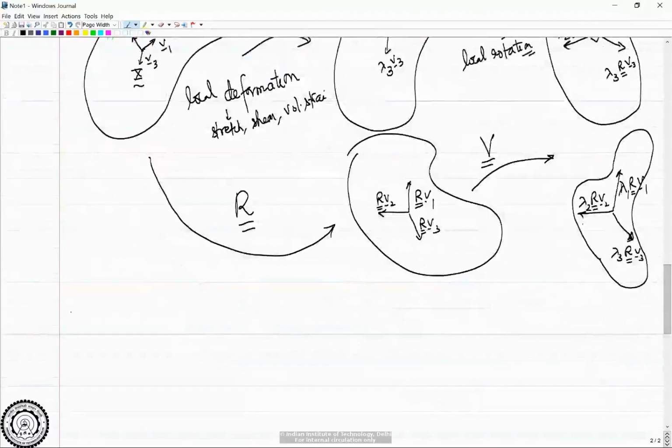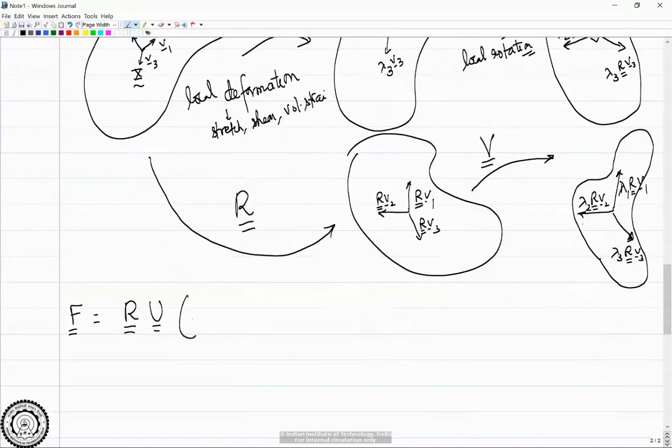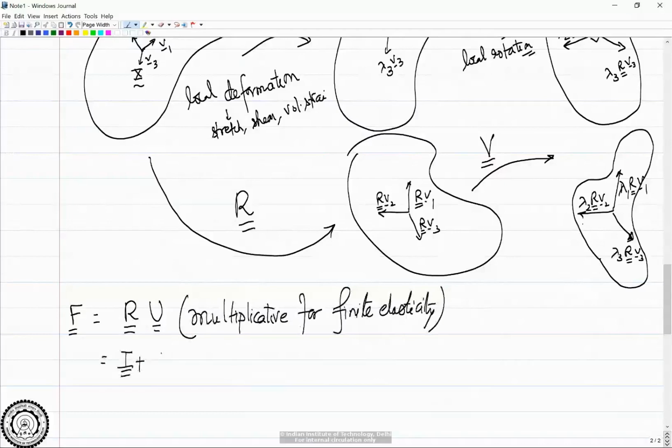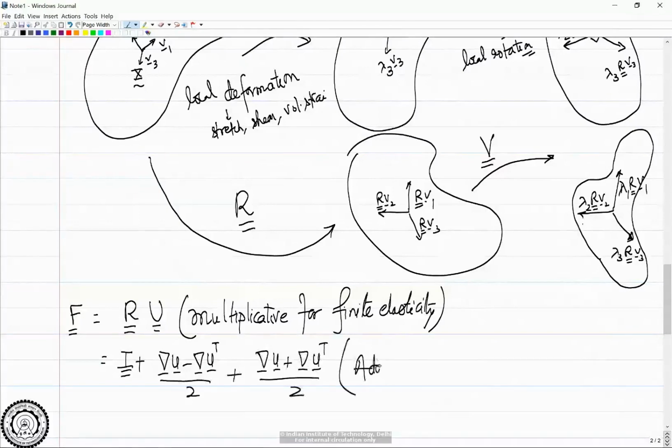And this polar decomposition, when we write it as big R into big U, has also got an analog in linear elasticity. So this is multiplicative for finite elasticity. And the same thing becomes additive in case of linear elasticity, and you would see it as identity plus (grad u minus grad u transpose) by 2 plus (grad u plus grad u transpose) by 2. So this is additive decomposition.